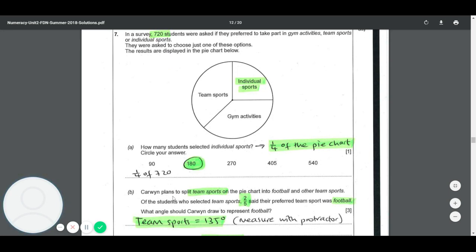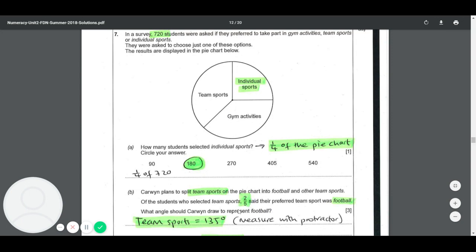And then Carwin plans to split team sports and pie chart into football and other team sports. Of the students selected team sports, 2/5 said they preferred football. So what angle should that have? So at the moment, if we have a look, this is 90 degrees here. So there's 270 degrees shared between each of these. Okay, so look at them, they're the same size. So 270 divided by 2, this is 135 degrees. Or you could measure it with a protractor. It doesn't say anywhere that it's not to scale.